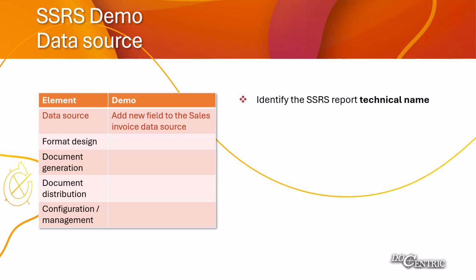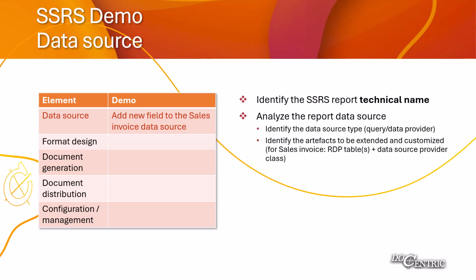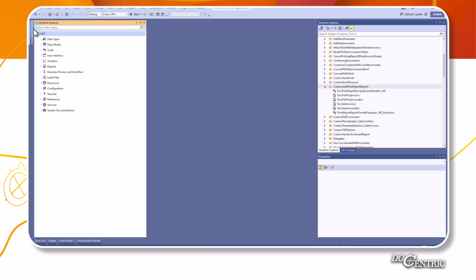Identify the technical name of the SSRS report to be modified. In this case, it is a rather intuitive sales invoice, but sometimes some intermediate helper steps are needed to identify the report name in AOT. Then, the developer needs to analyze the report data source. It is specified on the SSRS format, so the developer finds this report in Visual Studio and opens it.